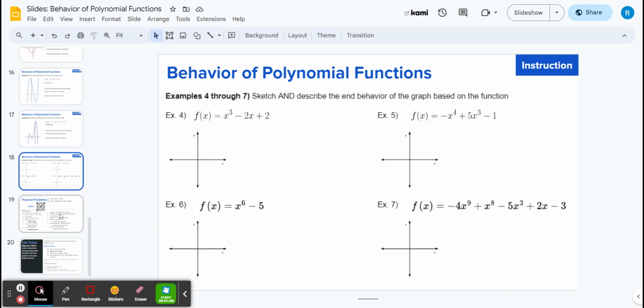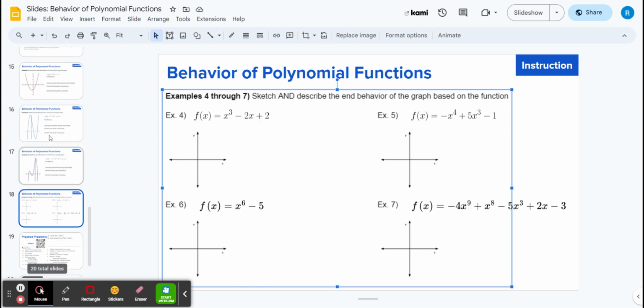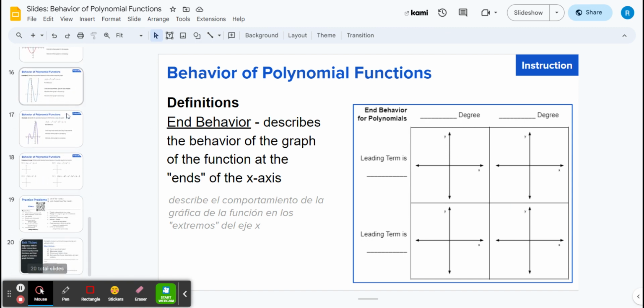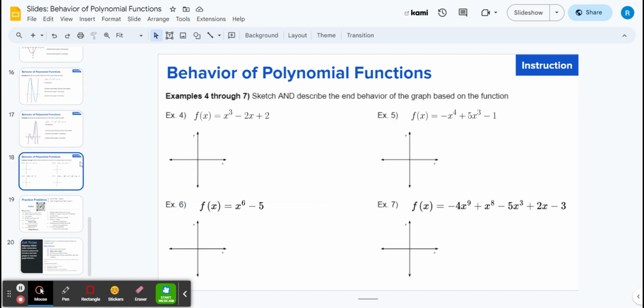Okay, last thing we want to go through to firm up our understanding is that we should be able to predict the end behavior. Actually, we should know the end behavior simply based on the function we're given. And if we think back, you jotted down this nice chart. This will help you sketch and then describe what that end behavior is.